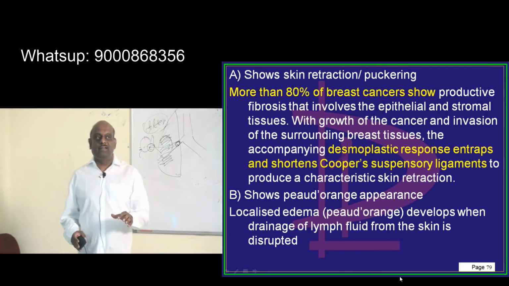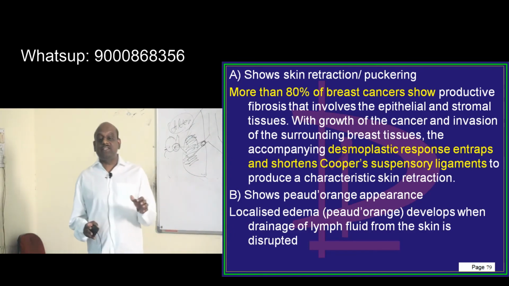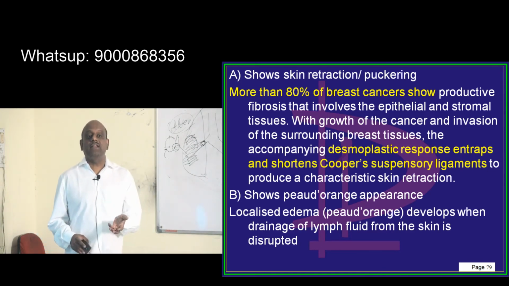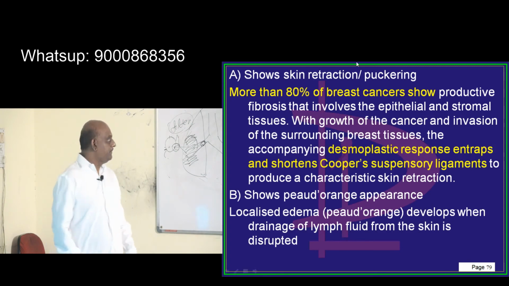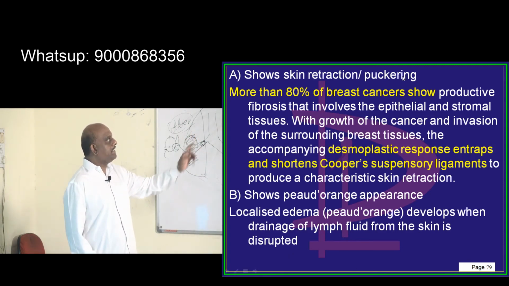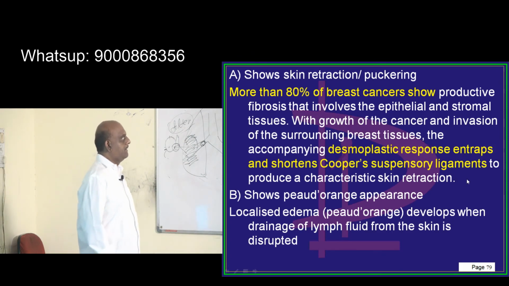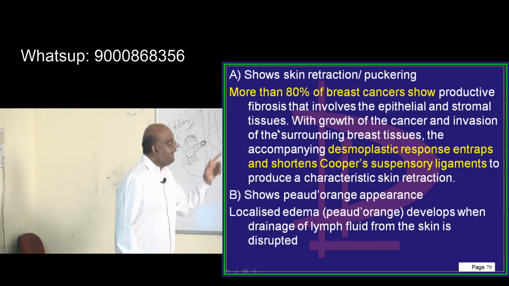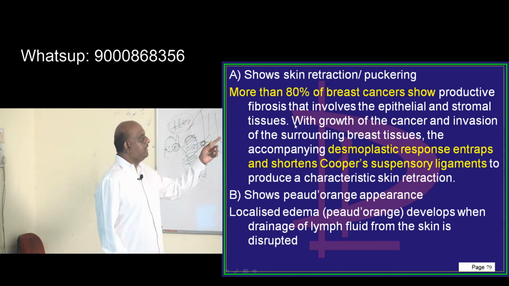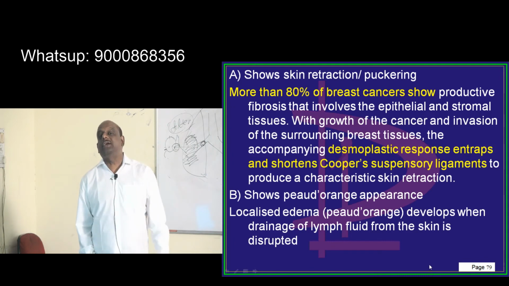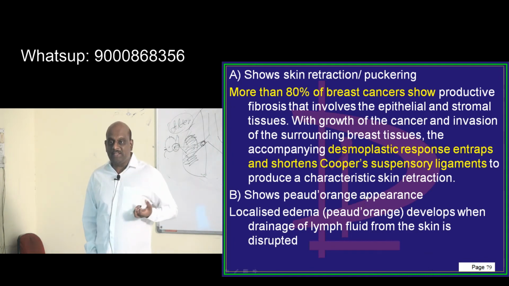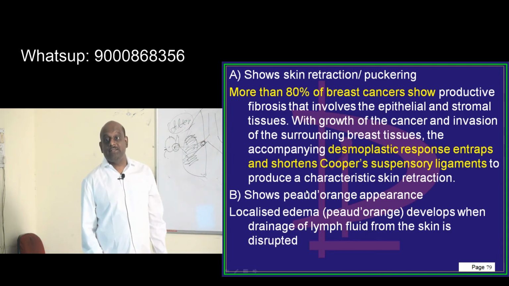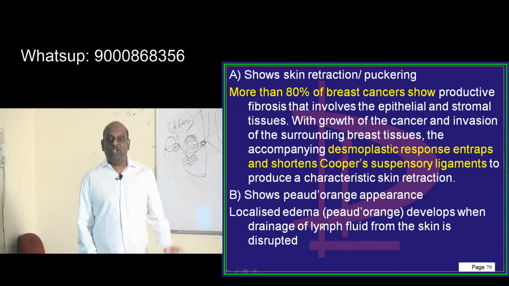I still prefer puckering of the skin as a more reliable feature, because in all cases of breast cancer you don't get peau d'orange. Typically in 80% of breast cancers you get skin retraction and puckering. There is a productive fibrosis and that typically leads to involvement of the stromal tissue. There is a desmoplastic reaction. Because of that, the Cooper's suspensory ligaments are fibrosed and that leads to development of skin retraction and puckering, seen in 80%. Conspicuous का मतलब क्या होता है?